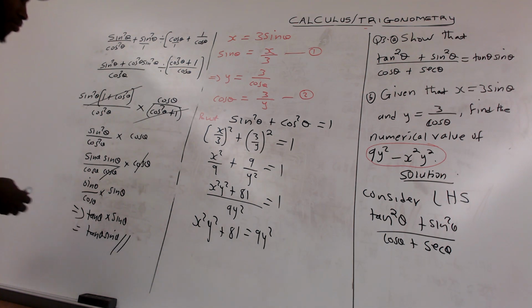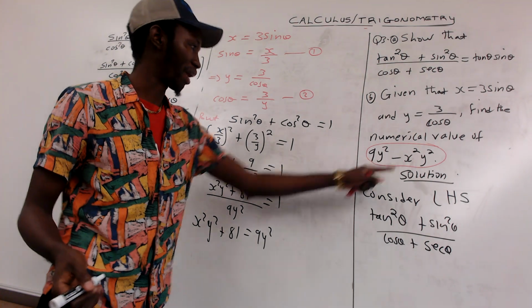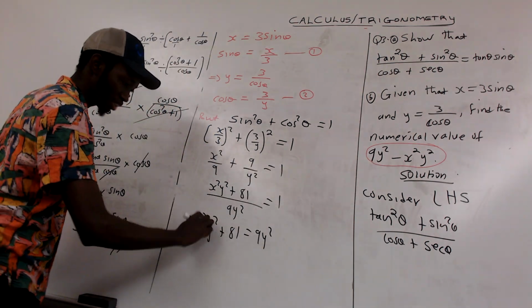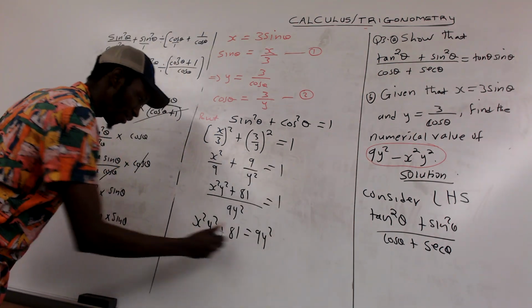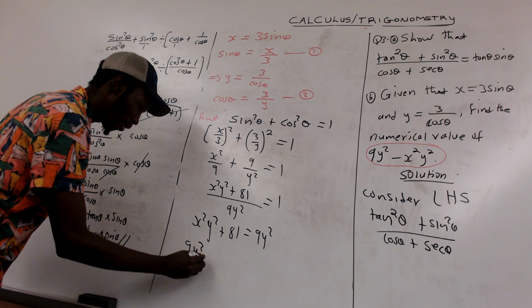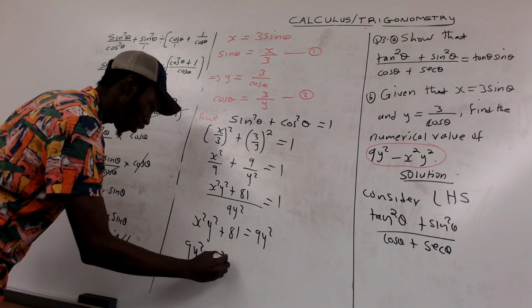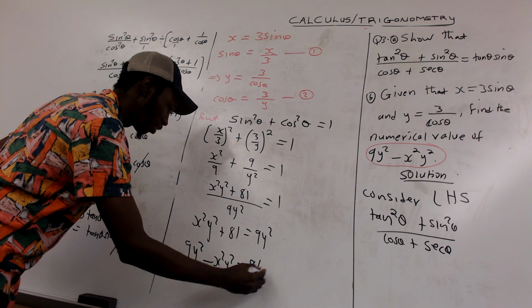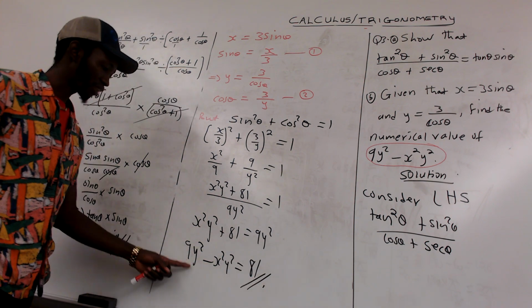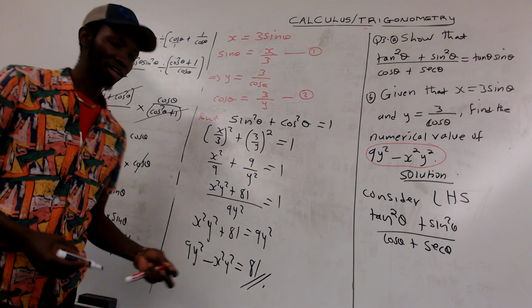This is it. But the question says, what is the numerical value of 9y squared minus x squared y squared? So that means for 9y squared, we transpose this. If this is transposed, we have 9y squared minus x squared y squared will be 81. So therefore, the numerical value of 9y squared minus x squared y squared equals 81.